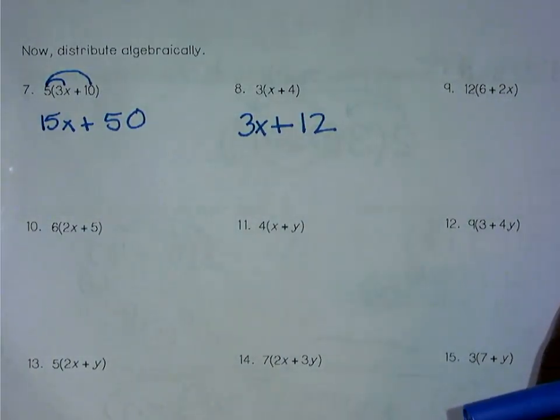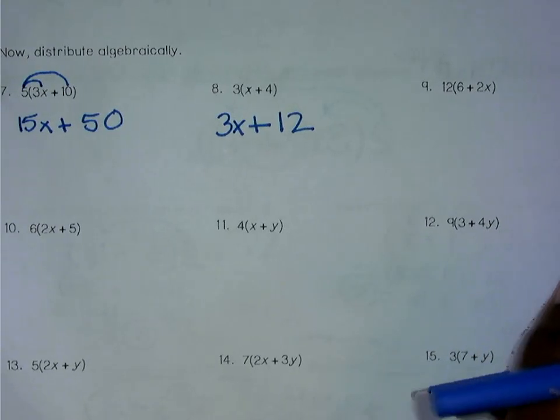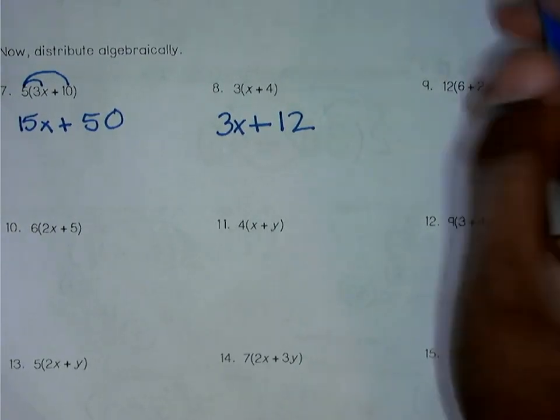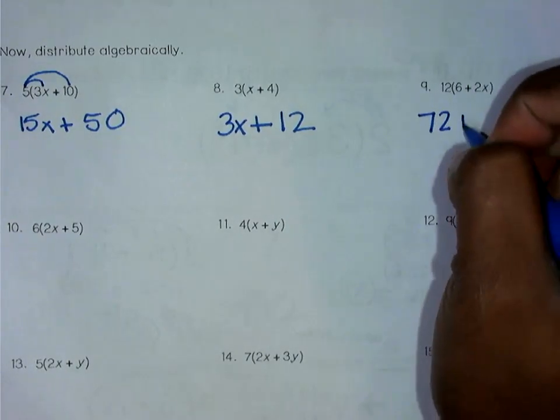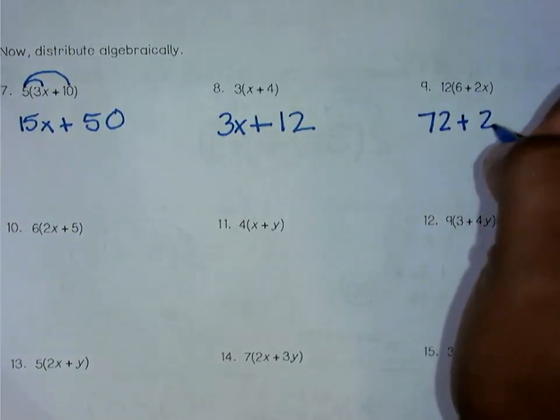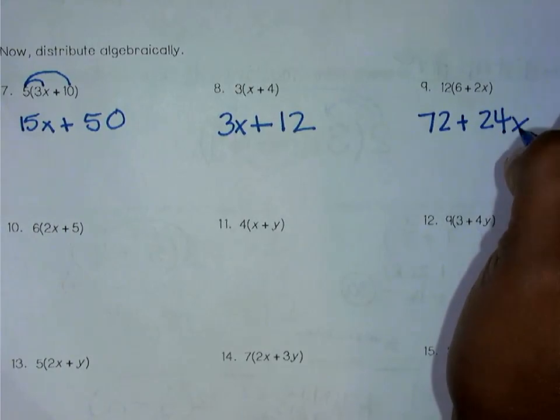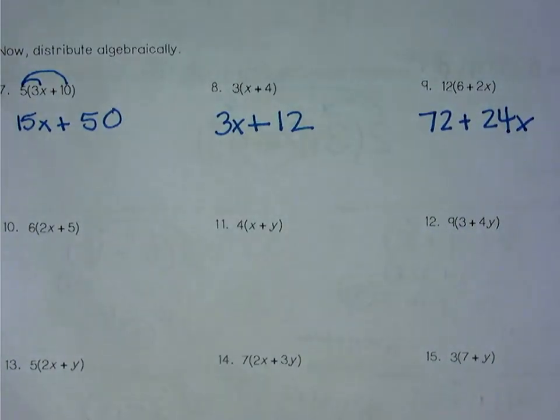Number 9 says 12 distributed to 6 plus 2x. 12 times 6 is 72, plus 12 times 2x is 24x. Very simple. So go ahead and pause the video, work on 10 through 15, and at the end, of course, summarize. I'm going to be checking for that in class to make sure you are summarizing what you have learned for a homework grade. All right, so go ahead and pause it and work on that.